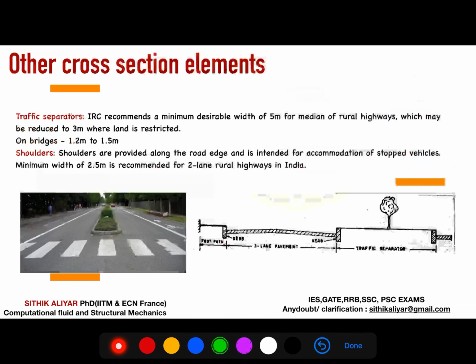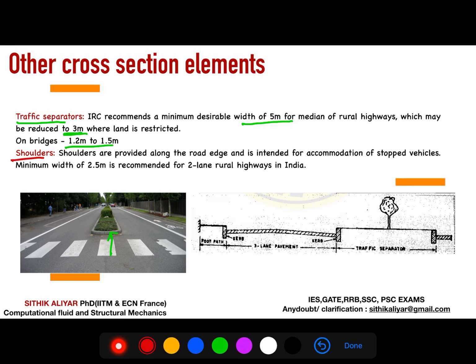So other final cross-sectional terms, what you should know is something called traffic separators. As I told you, the medians, you can see this figure, this is a traffic separator. IRC is recommending minimum 5 meter of median for rural highways, which may be reduced to 3 meter if the land is restricted. Okay, if the land is restricted, you cannot have that much area, so you can reduce it to 3 meter. And in bridge areas, you should have a median of 1.2 meter to 1.5 meter.